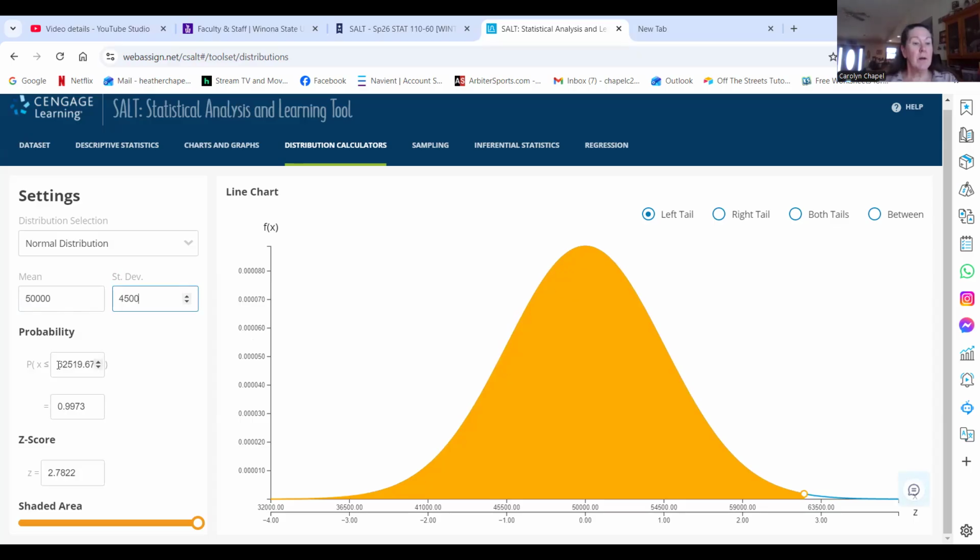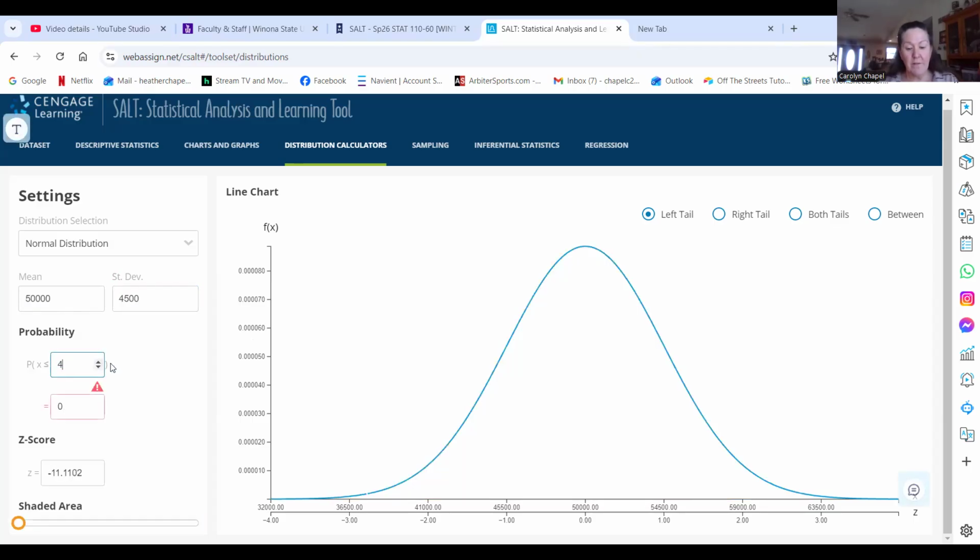Okay, and we want to know less than 1,200,000. Notice I kind of compare my picture to the picture SALT gives me. So then, yep, it's on the left side of the mean. My answer should be smaller than a half. My answer is that 0.13326 is the answer, and that I'm getting from here. I wrote it down on my notes.